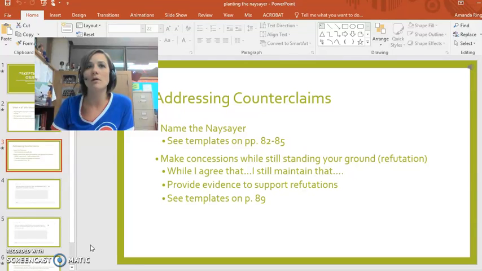You share the part of it that you can see or that you can understand. But you ultimately still need to stand your ground. And this is where you will refute the counterclaim.